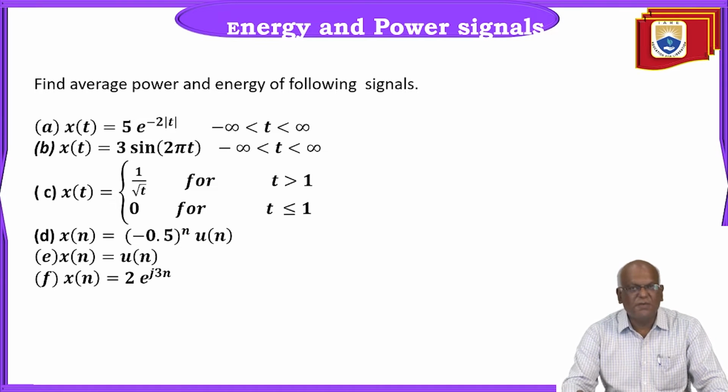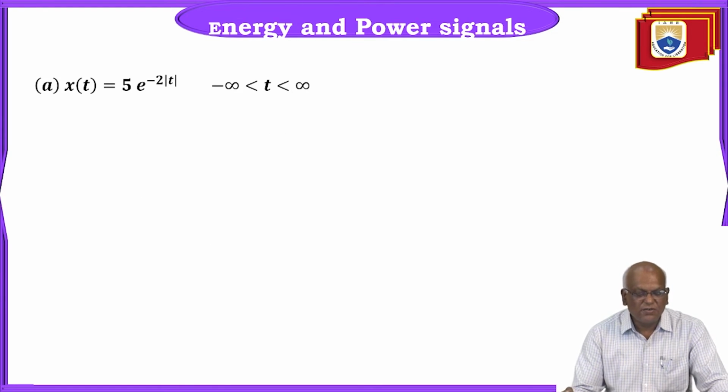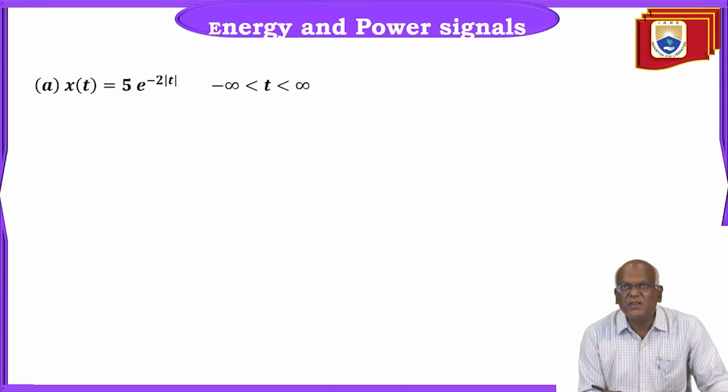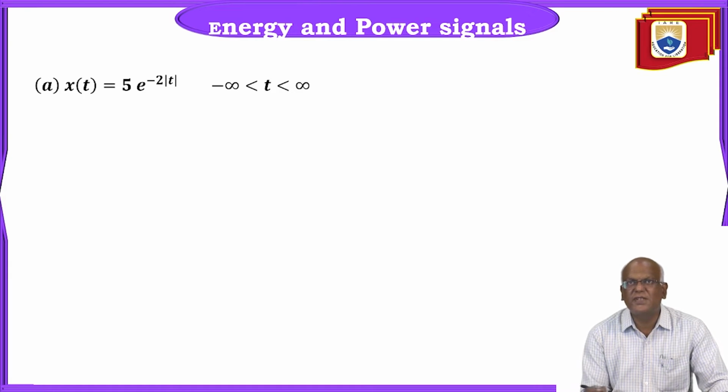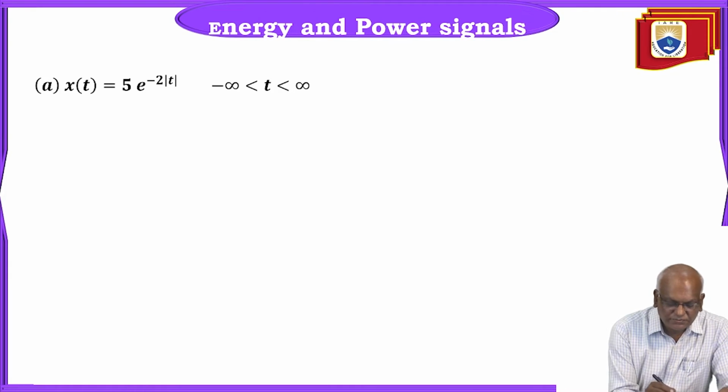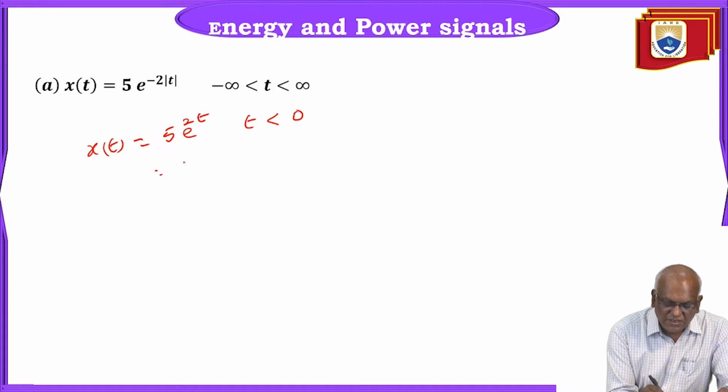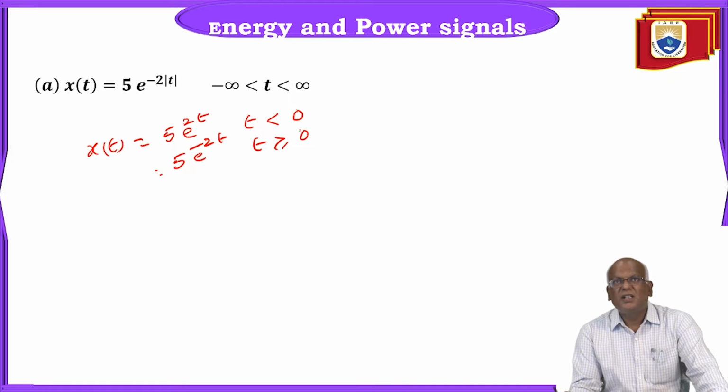First, move to the first problem, A bit. X of t equal to 5 e power minus 2 absolute value of t, where t varies from minus infinity to plus infinity. Let us take the problem. First we write the x of t value. X of t equal to 5 e power 2t for t less than 0, and it is also defined as 5 into e power minus 2t for t greater than or equal to 0. This is the given problem.